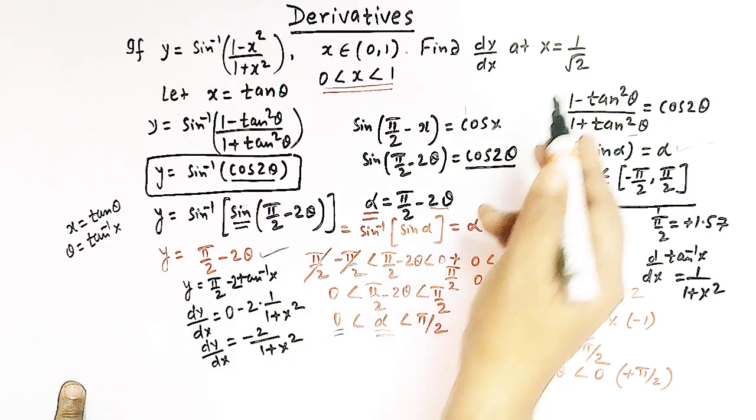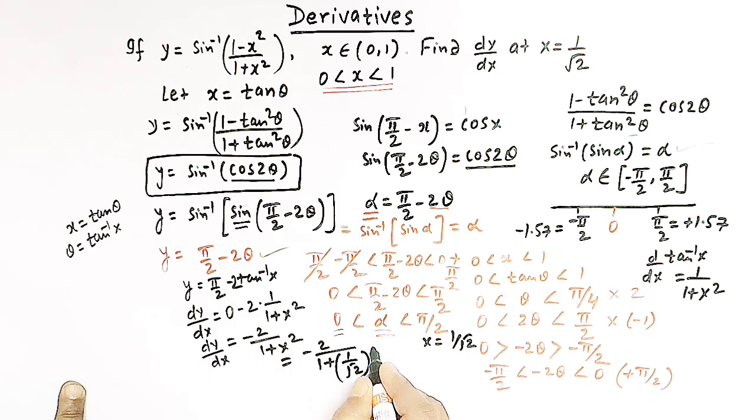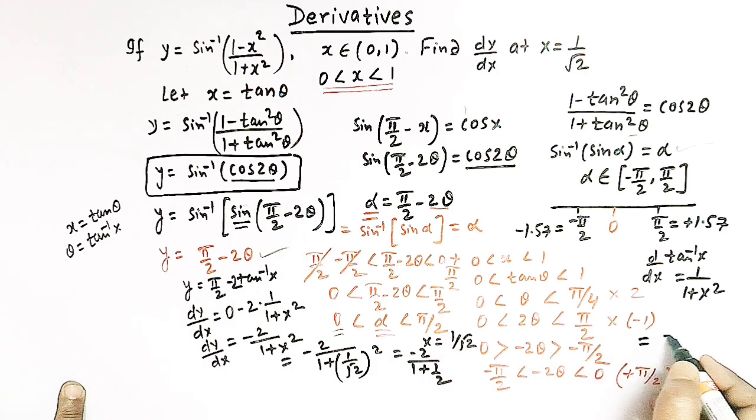So now we have to find the derivative at this point. So let us substitute x is equal to 1 over root 2 in this expression. So we have minus 2 over 1 plus 1 over root 2 square. So we have minus 2 over 1 plus half, since root 2 times root 2 is 2. So we can now have here minus 2 over 1 plus half, which is 3 over 2.